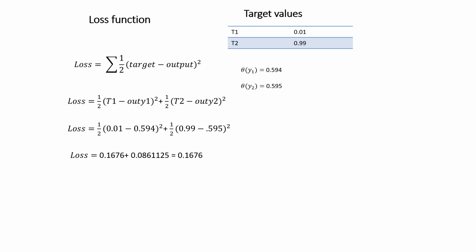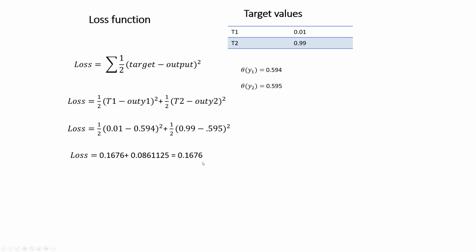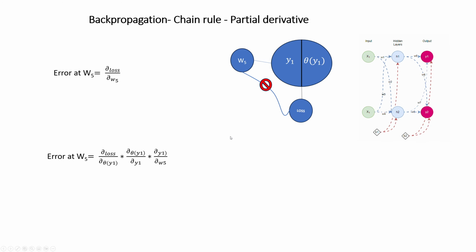It should be close to 0. So how to do this? To do this, we have to update these weights to minimize the error. This is the error of the current configuration, the current weights. Now the idea is to make it null, 0.000 something. This is the goal of any network. And now here, this is the backpropagation chain rule and partial derivative.